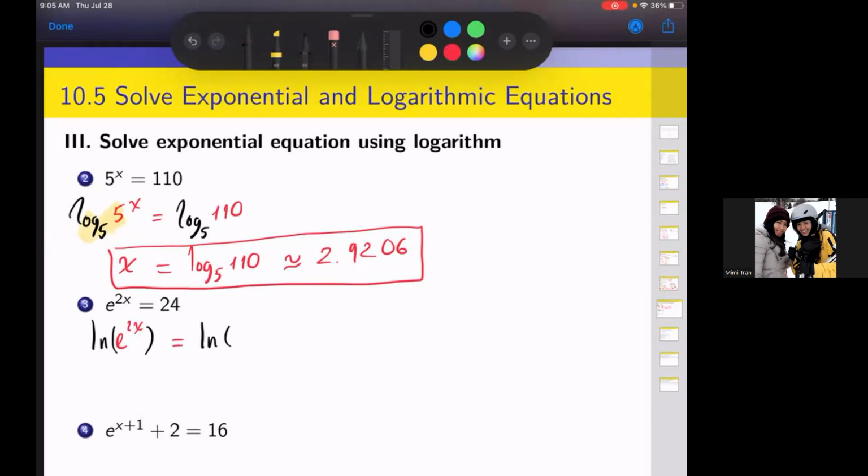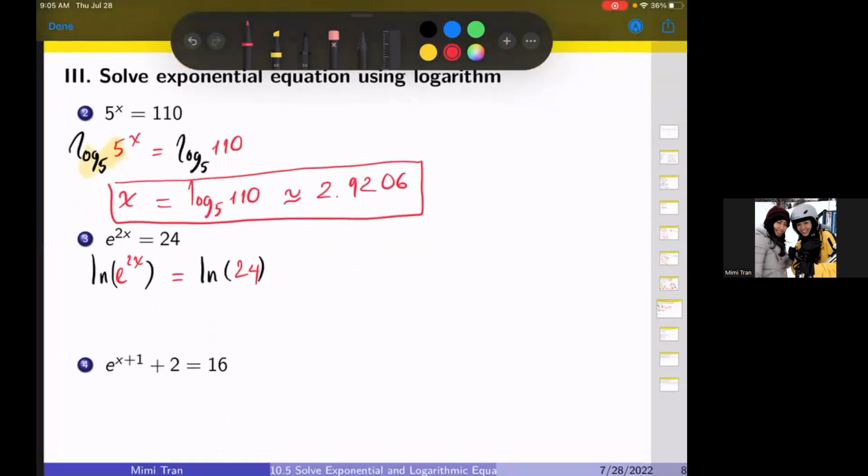ln and then 24. What's ln e equal? 1, right? So the 2x drops down, and this one is 1. So it's just 2x equals ln of 24. Now, on the right hand side, you cannot drop ln, because that's ln of 24, it's not ln e.